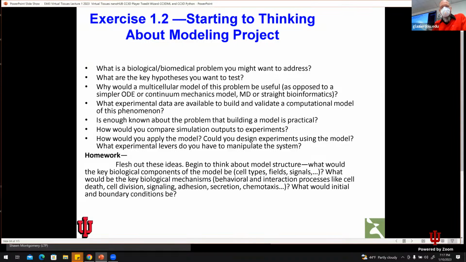Because of time, I'm not going to ask you to do that in detail now. Normally, I'd give us some time to do that in class. But I'm going to ask you as a homework assignment to start thinking about some possible questions. What would be a good problem? And if you had a problem, how would you build it?